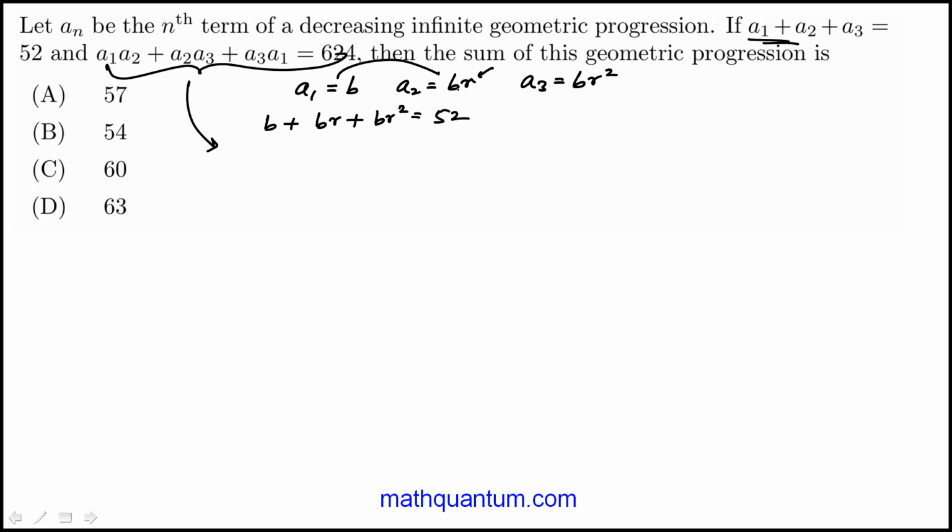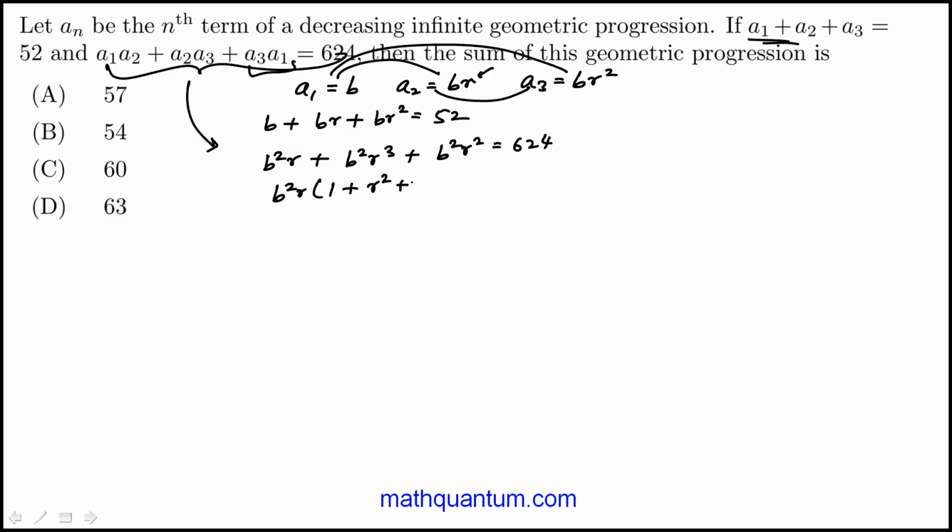We'll do the same thing here. A1 times A2 would become b squared r. A2 times A3 would be b squared r cubed, and then finally A3 times A1 would be b squared r squared, and that's 624. So here I'm going to factor the largest common term, b squared r. So that becomes 1 plus r squared plus r. And then if I do the same thing for the first equation, factor them, and you'll see that this piece in parentheses is common to both.